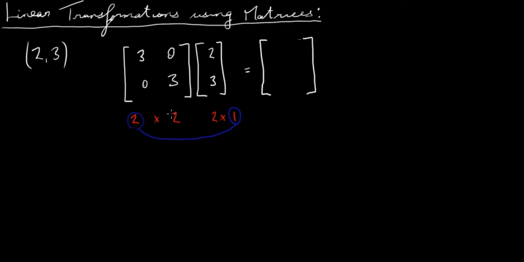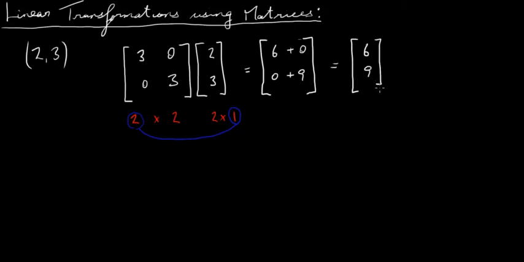Now how do I do this? Well, I'm going to multiply the 3 by the 2, which will give me 6, and then the 0 by the 3 and add that, so that will give me 6 plus 0. Now do the same here. 0 times 2, which is 0, plus 3 times 3, which is 9. So I end up with the point 6, 9.